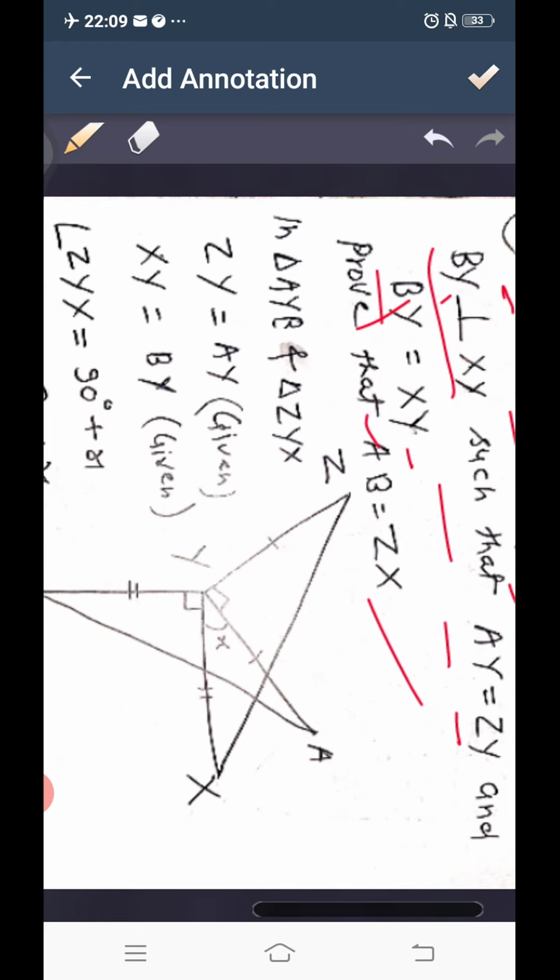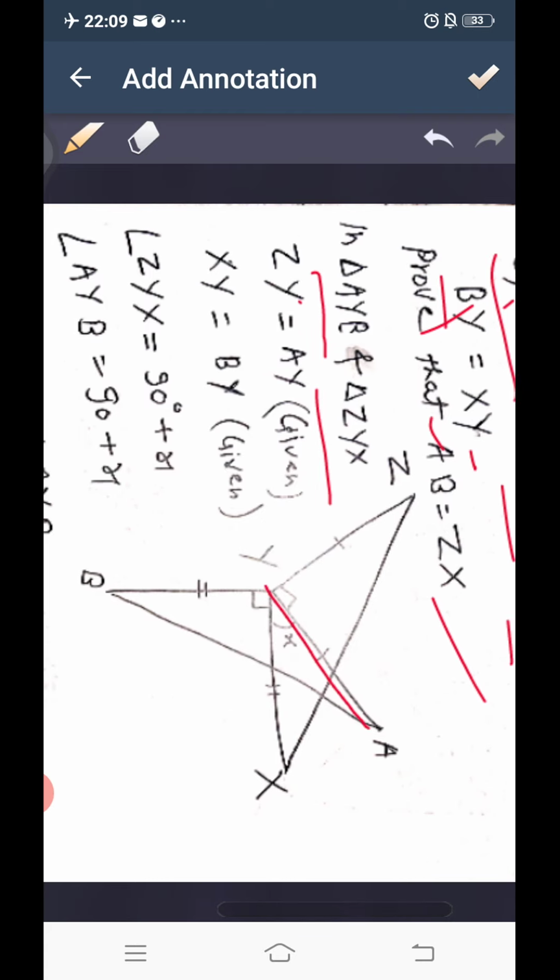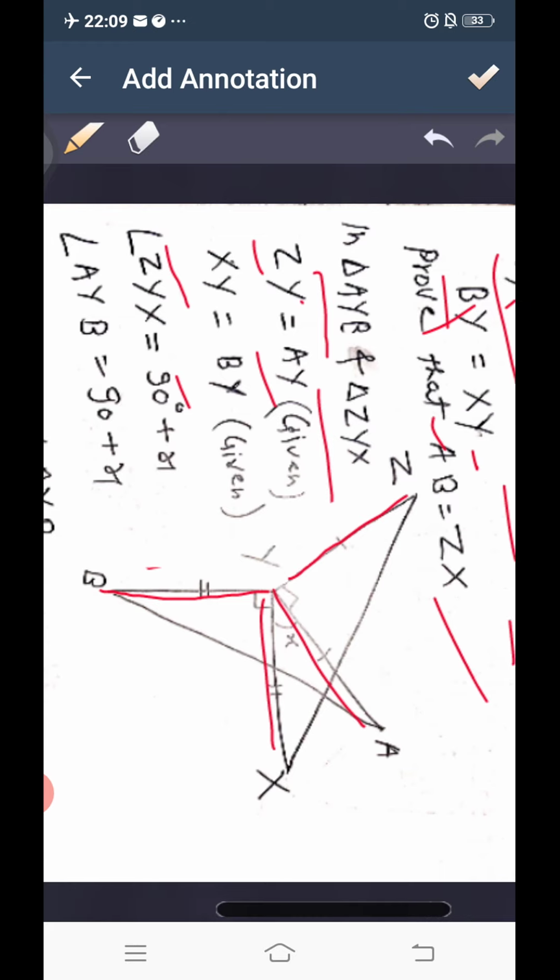So here we take triangle AYB and triangle ZYX. We have taken these two triangles. Now in these two, ZY equals AY, this is given. Then XY equals BY, this is also given.